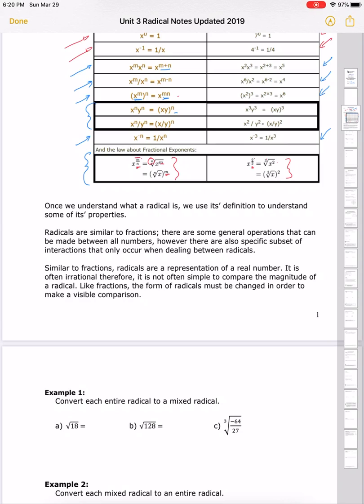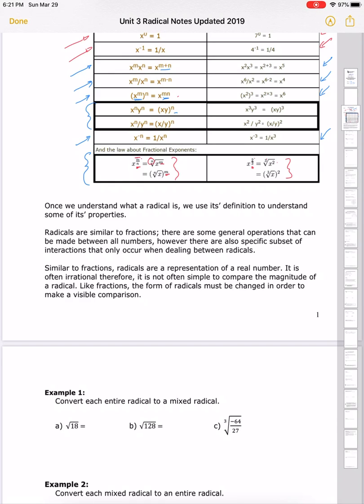So what we're going to do today in this lesson, we're going to review changing from entire radicals to mixed radicals, or from mixed radicals to entire radicals. And we're also going to do some comparison of radicals and how we might do that. And then we're going to talk about what happens when we have variables. And what are the limits when we have variables under the radical? Because we're dealing with a radical, we have limitations on what actually can be underneath that bracket.